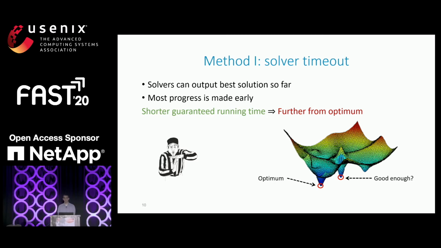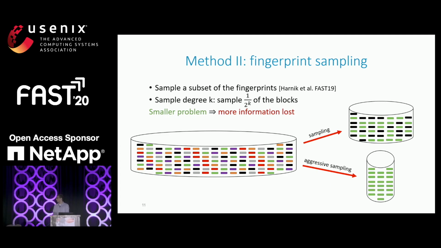And this is okay because we're in a systems problem, and we don't necessarily need the theoretically optimal solution. Another good thing is that, fortunately, from our evaluation, we learned that most of the progress made by the solver is done early. So we are not going to lose much. More of these can also be seen in the paper.